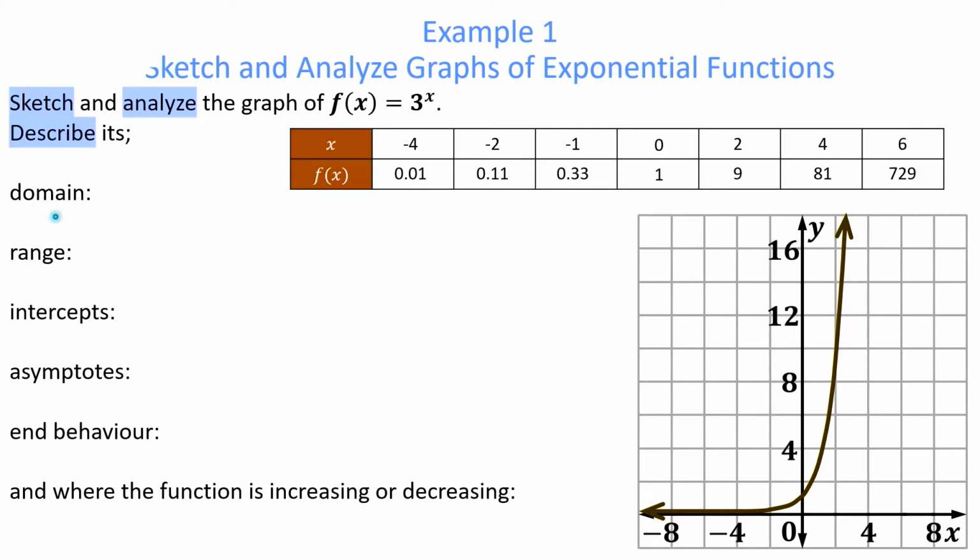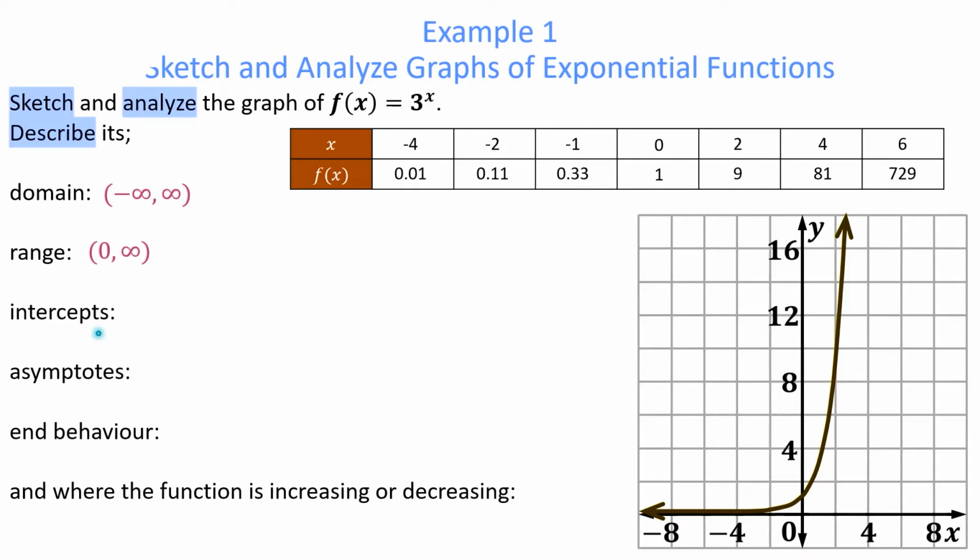Now that we've sketched this graph, we can analyze it to describe the following. The domain is just the x values. If we analyze this graph, we can see that x is all of the real numbers. There are no points of discontinuity. So the domain is the open interval from negative infinity to positive infinity. The range is just the y values. We can see that the y values increase towards positive infinity, and as the x values get smaller, the y values continue to get smaller and smaller without reaching 0. So for the range, we have this open interval.